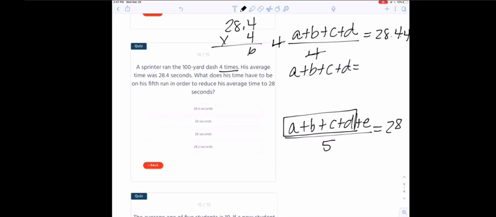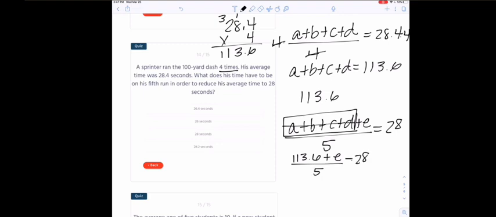So 4 times 4 is 16, carry the 1. 4 times 8 is 32, plus 1 is 33, carry the 3. 4 times 2 is 8, plus 3 is 11. So we have one number behind the decimal point in our question, and we have one number behind the decimal point in our answer. So that means A plus B plus C plus D is equal to 113.6. So now I can replace this with 113.6.